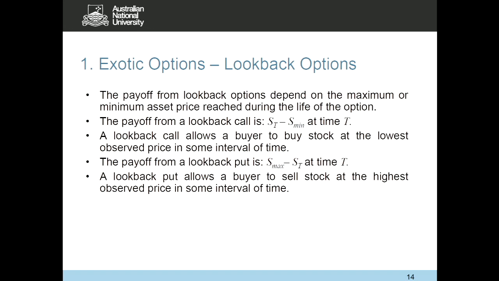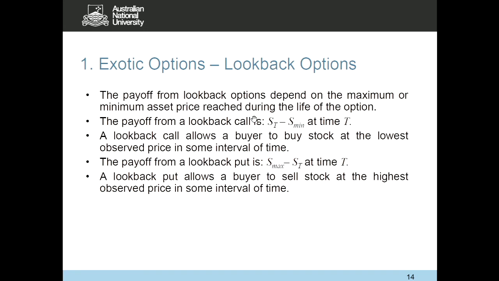So let's assume this option has a life of 1 year and it starts on the 1st of January and expires on the 31st of December. You take the final spot price on the 31st of December, and then you subtract the lowest spot price that you observed over the past 12 months, okay? That enables you to lock in the lowest price during the life of this particular option. So that's the look-back call option.